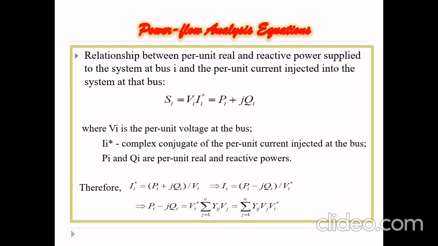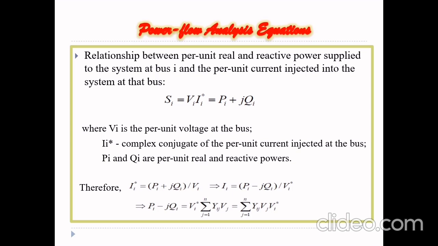Okay. So instead of conjugate, I can take the complex conjugate on both sides. Ii conjugate becomes Pi minus jQi divided by Vi conjugate, is it not? Ii conjugate is Pi plus jQi divided by Vi. What is Ii? You take the conjugate, so Ii conjugate whole conjugate is Ii. Ii is Pi plus jQi divided by Vi, whole conjugate. That becomes Pi minus jQi by Vi conjugate.